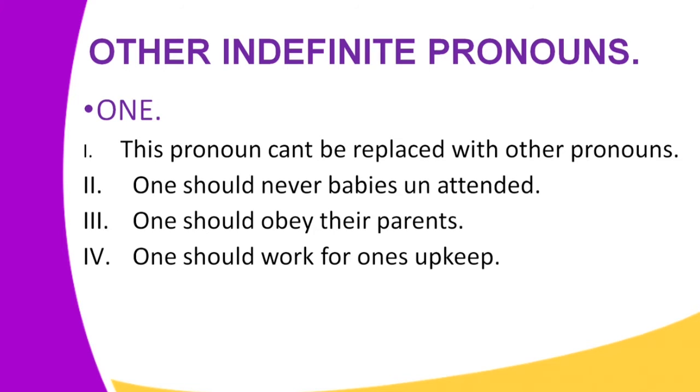The first one is one. We are saying this pronoun can't be replaced with other pronouns. Examples in sentences, you have babies should never be left unattended. 2, we have one should obey their parents. And 3, one should work for one's upkeep.